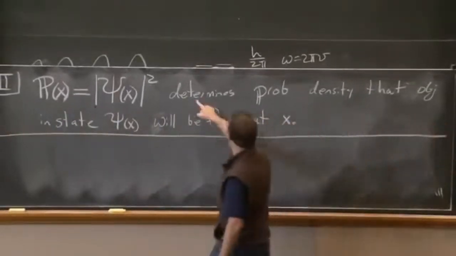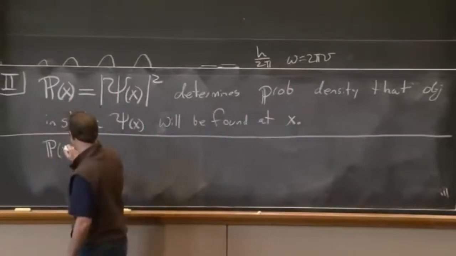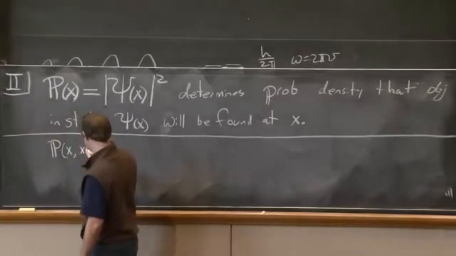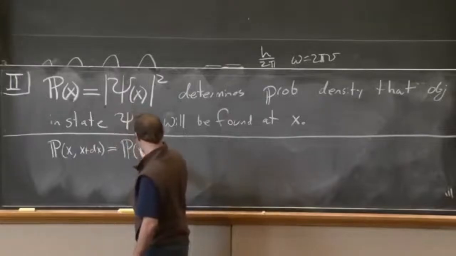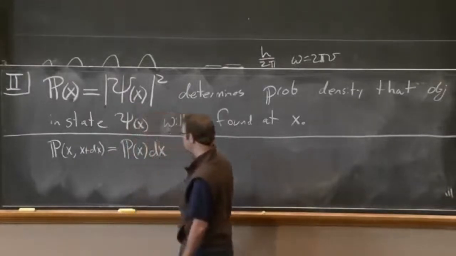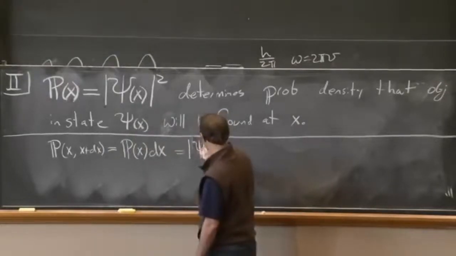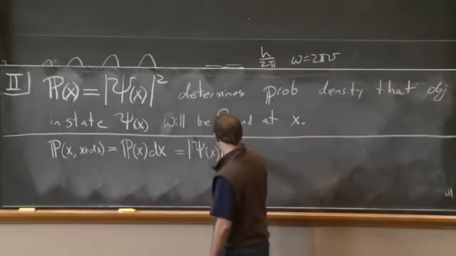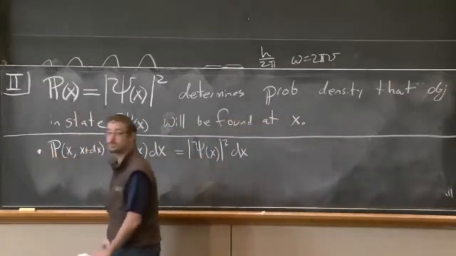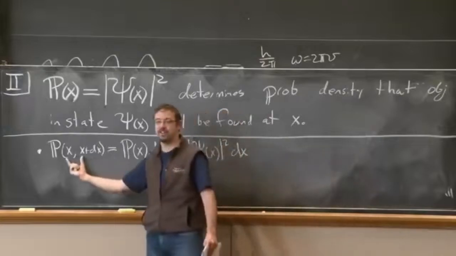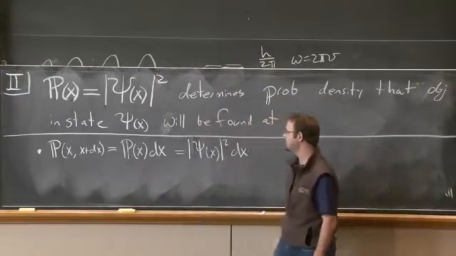So in particular, when I say it's a probability density, what I mean is the probability that it is found between the position x and x plus dx is equal to p of x dx, okay? Which is equal to psi of x squared dx, okay? Does that make sense? So the probability that it's found in this infinitesimal interval is equal to this density times dx, or psi squared dx.